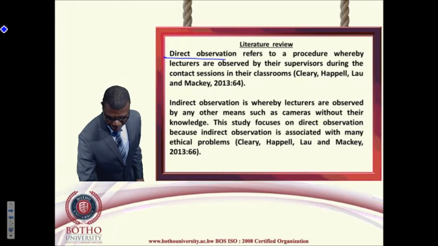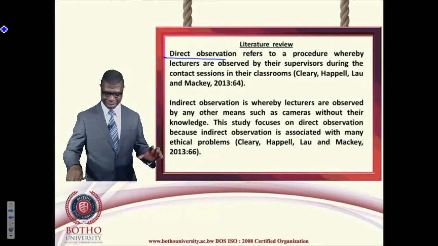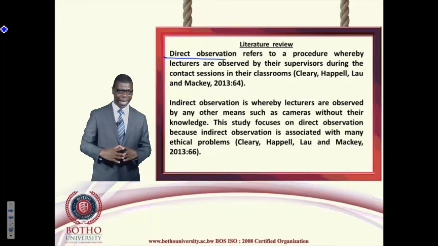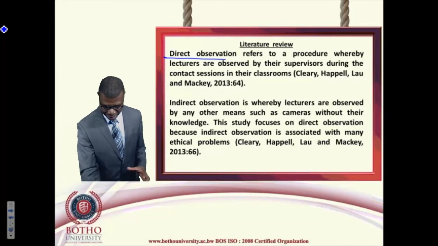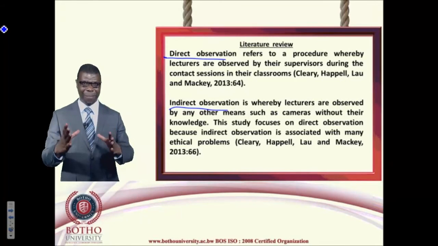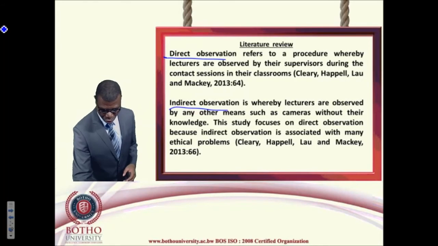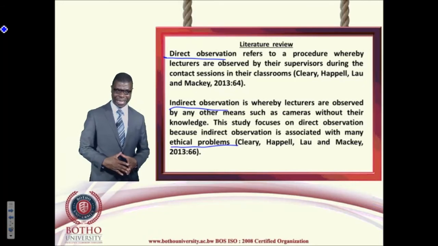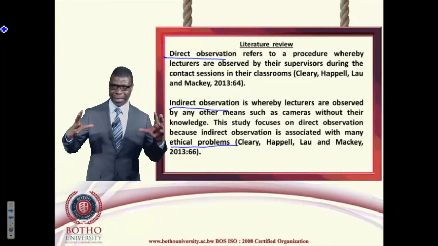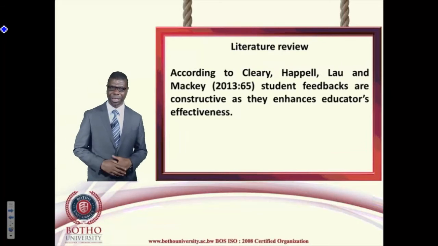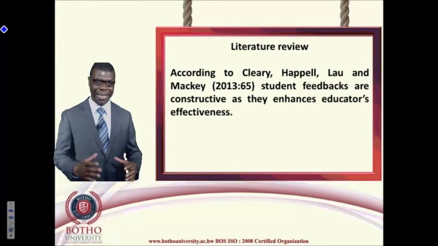Direct observation is whereby a lecturer is measured by a supervisor or an independent individual when performing in the classroom. And indirect is where we now use the camera to measure the performance of the lecturer in the classroom. However, it is not recommended to use the camera at times, because a camera brings in ethical issues, as was postulated by Clary, Humphrey and Rao, and McKay in their study. If you are evaluating someone without their knowledge, it brings in some confusion and problems, and they can maybe sue the person who is conducting that research.